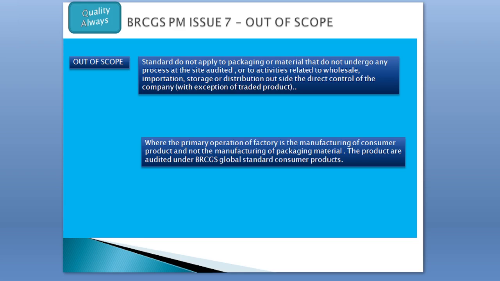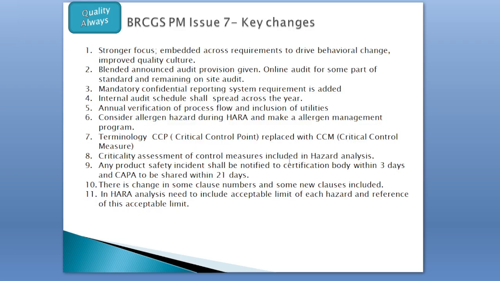Today we will go through the first part of this standard, which is the introduction part, and in the introduction we will go through the critical things. First, what are the key changes in the new version of this standard? BRCGS packaging material issue 7, what are the key changes? First, this standard has a strong focus on cultural change and behavioral change in the organization. So it is very much focused on the quality culture requirement.